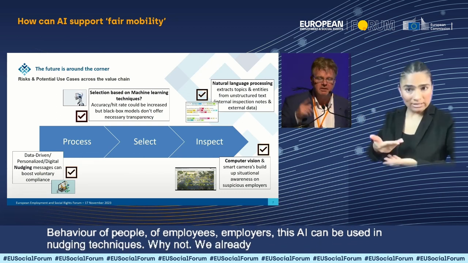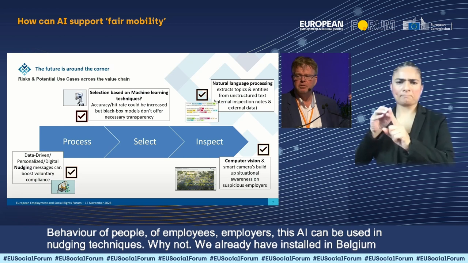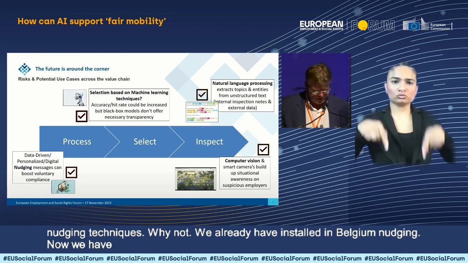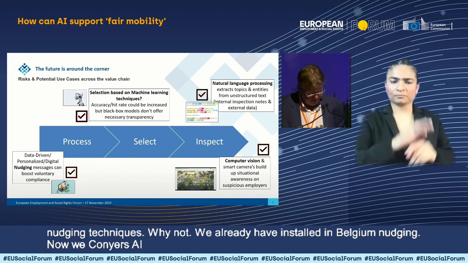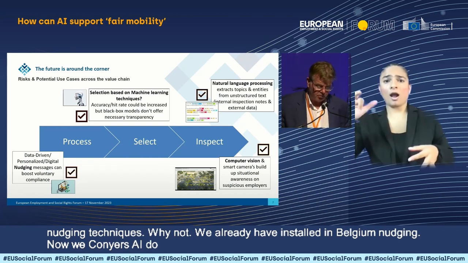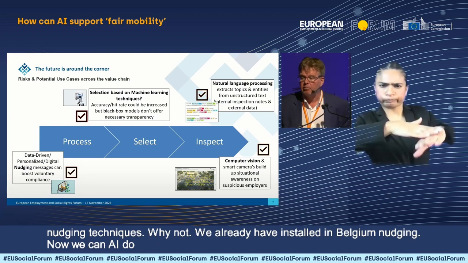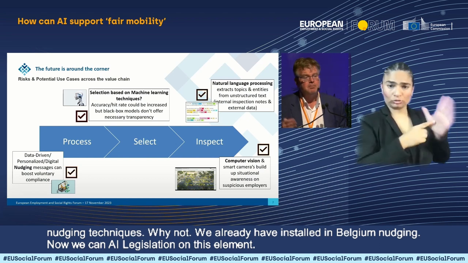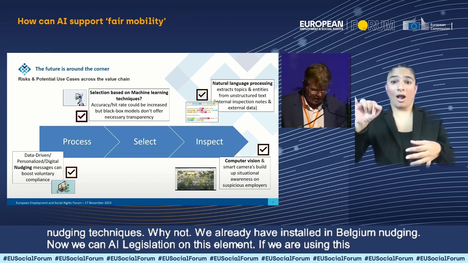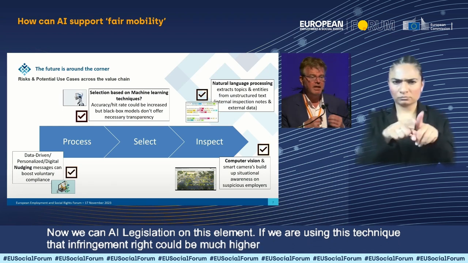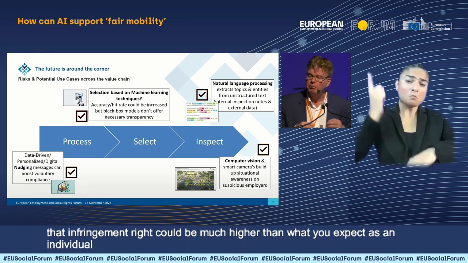So now, yes, 2 minutes. Now we can use artificial intelligence to assemble the different elements of legislation. On the selection side, of course, that's quite clear. If you are using these techniques, the infringement rate could be much higher than what you expect as an individual inspectorate or an individual inspector on the field.